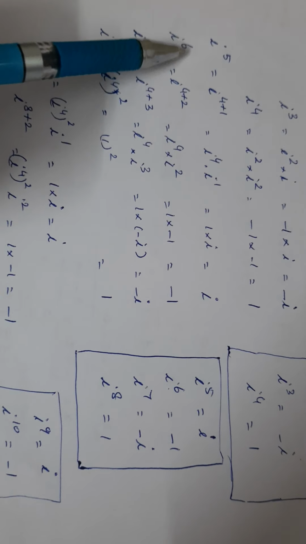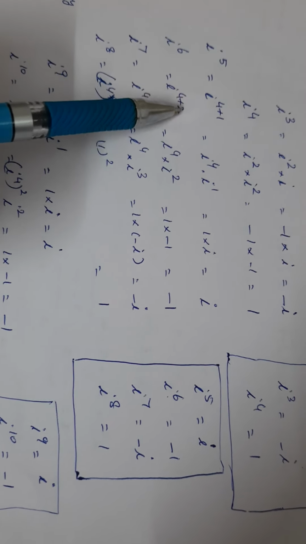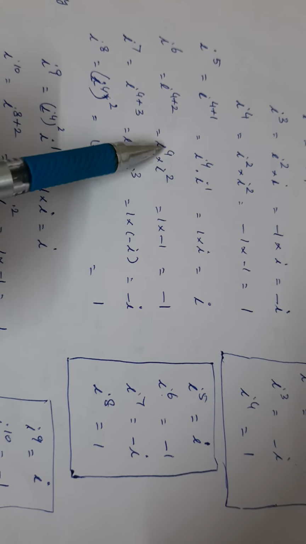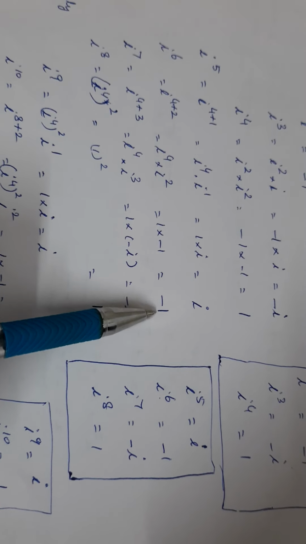Then I power 6. So what is it? It can be split up as 4 plus 2. Multiples of 4 is 4 and then it is 4 plus 2. So I power 4 into I squared. I power 4 is 1. It is easily 1 into I squared. I squared is minus 1. So it is equal to minus 1.